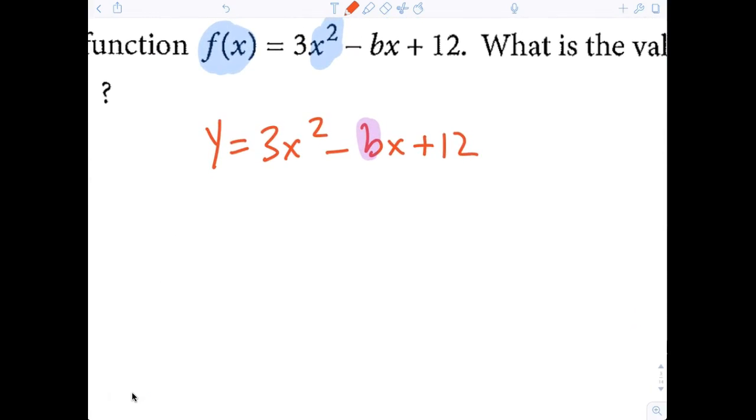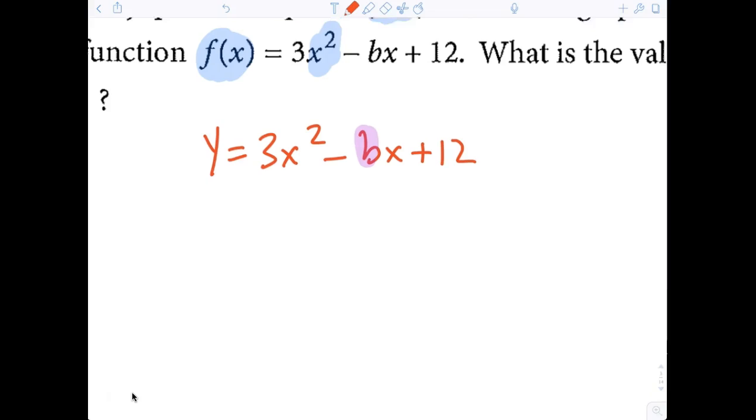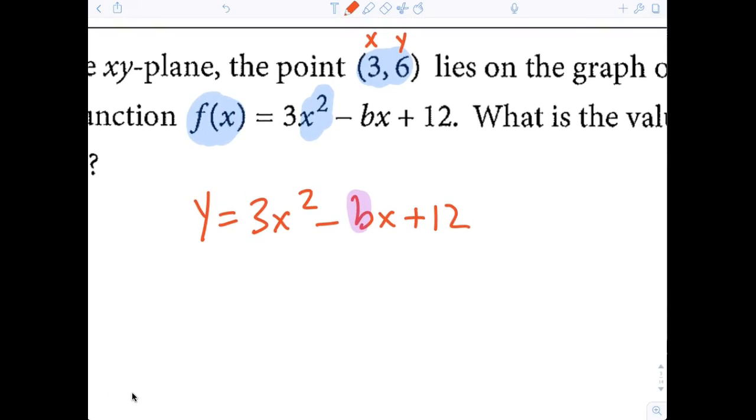I'm going to walk around the room to see if you understand what I'm saying. Plug 3 in for x and 6 in for y. And then solve the equation while I'm walking around the room.